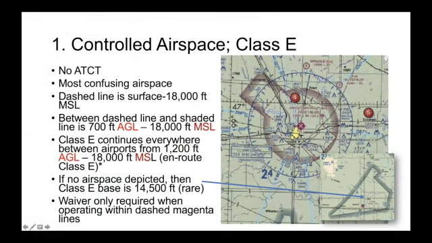Sometimes you see Class D and Class E airspace together, Delta and Echo mingling together. But it is between the dashed lines and shaded line. It's 700 feet AGL and up to 18,000 feet MSL. So under 700 feet, you would be able to fly your aircraft. Here you've got your dash line and then the shaded line. Here is your dash line. And we're saying, the dash line is surface up to 18,000 feet.